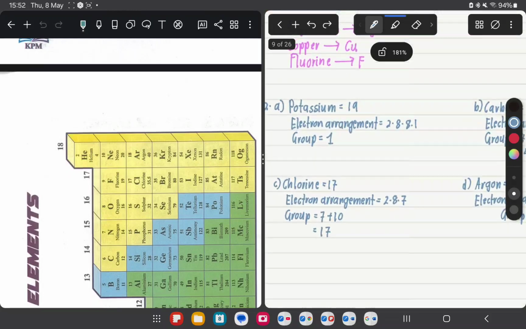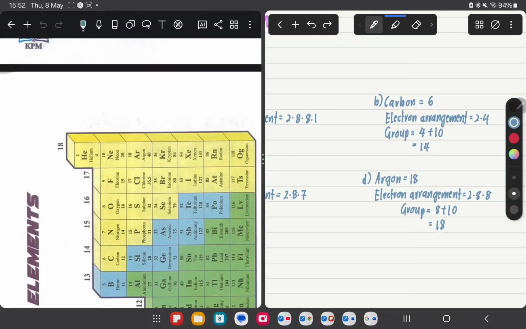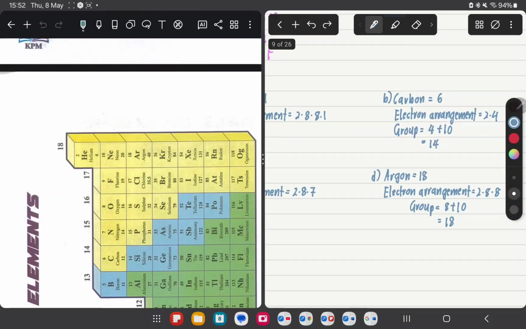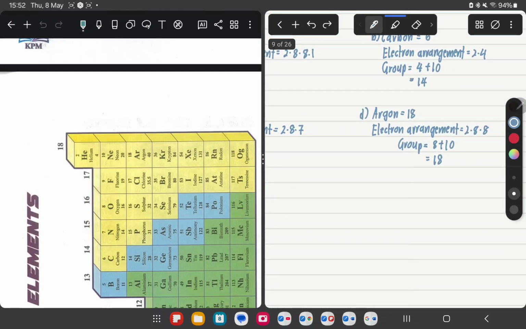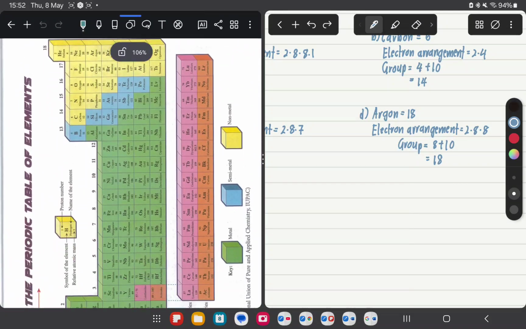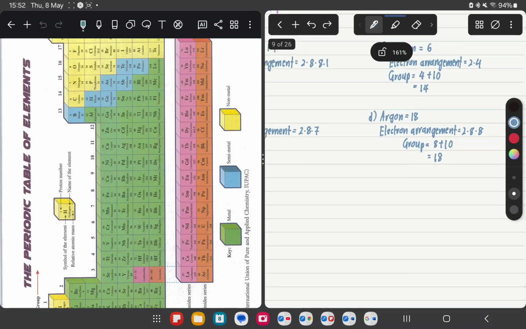Like for example, for A, period 4, because they have 4 shells occupied with electrons. For B, period 2, because they have 2 shells occupied with electrons. C, period 3, because they have 3 shells occupied with electrons. D, 3, because they have 3 shells occupied with electrons. And you can check in your periodic table whether it's correct or wrong. So this is how they arrange your elements in the periodic table. So literally you are learning how they arrange the things.